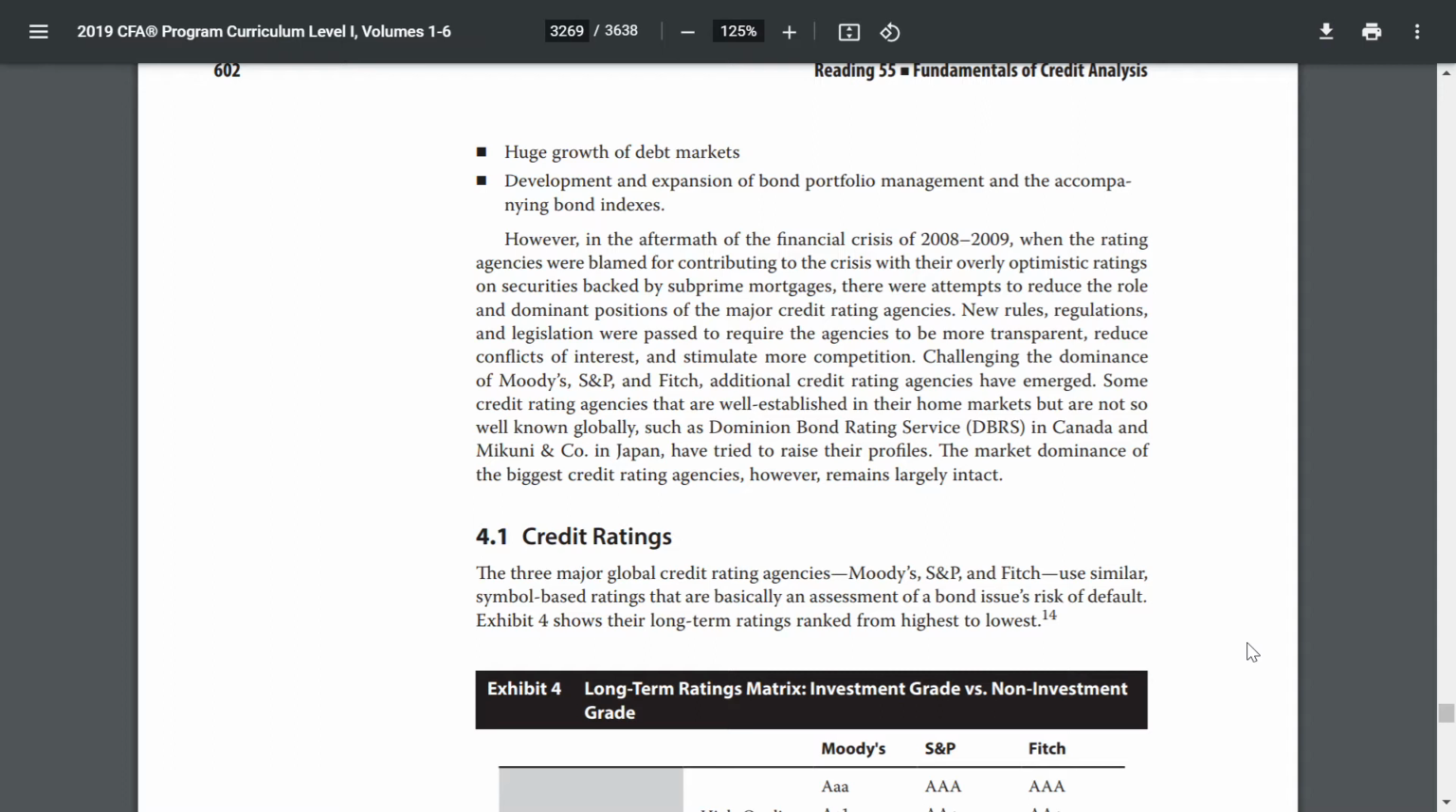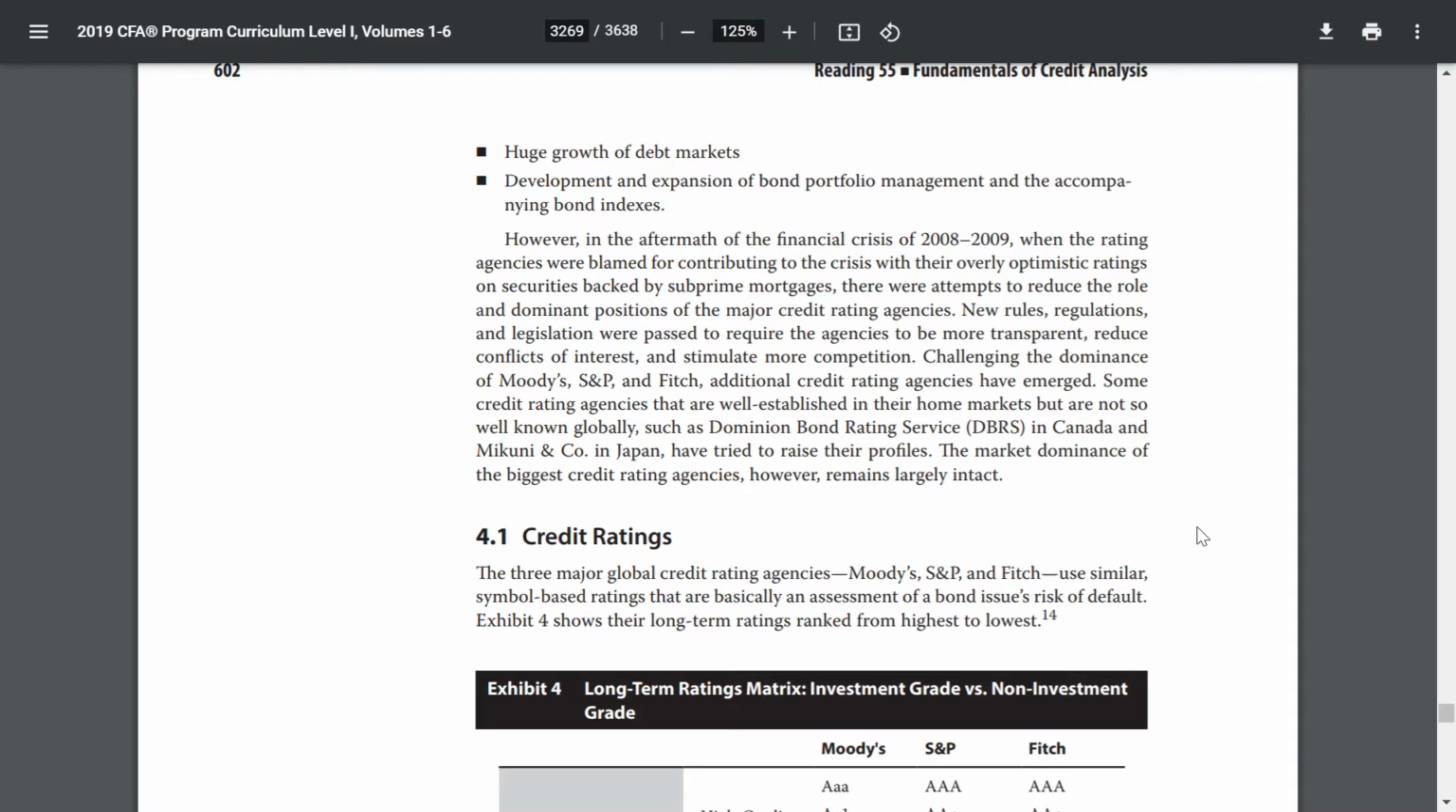Additional credit rating agencies have emerged. Some credit rating agencies were well established in their home markets and have since become well known globally. Dominion Bond Rating Service (DBRS) in Canada and Mitsubishi & Co. in Japan have tried to raise their profiles. The market dominance of the biggest credit rating agencies, however, remains largely intact.